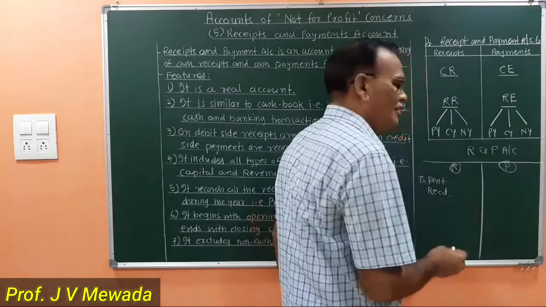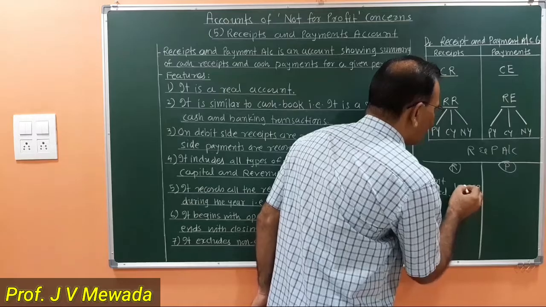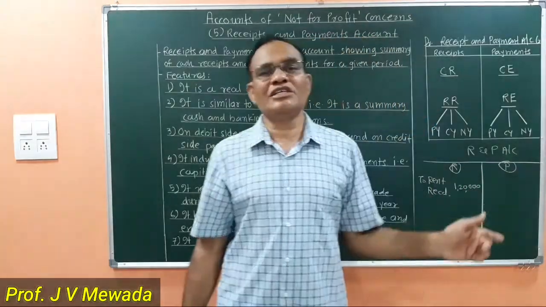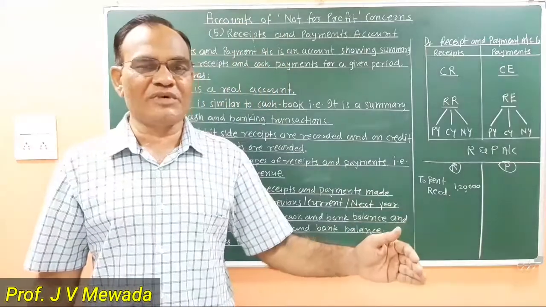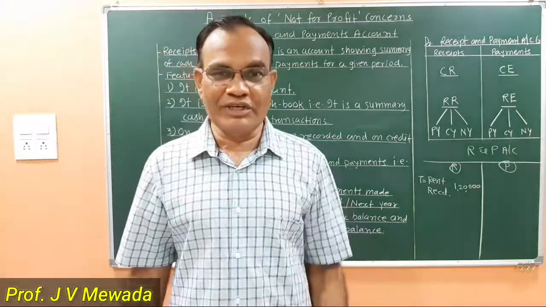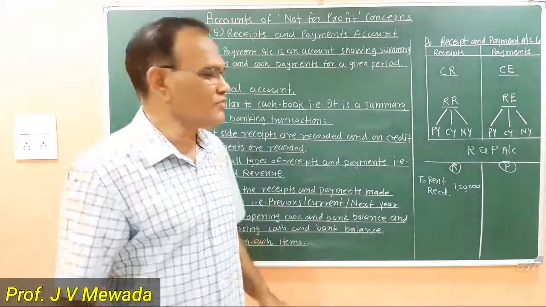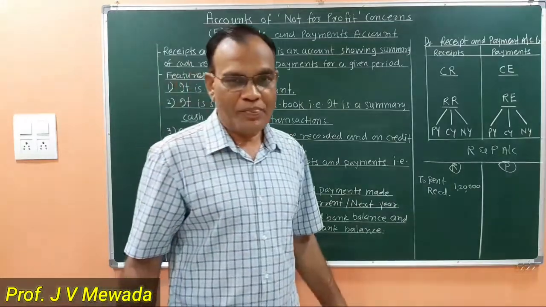What will be the total? 1,20,000 is the total rent received. So that entry is given to us. We are not given the individual entries, 10,000 for the first month, again 10,000 for the second month and all that. That is not given. We are given one figure, that is 1,20,000. So it is a summary of all cash transactions.